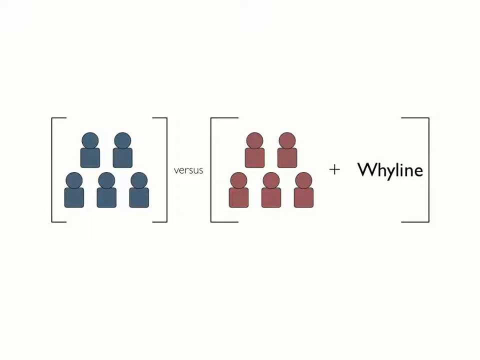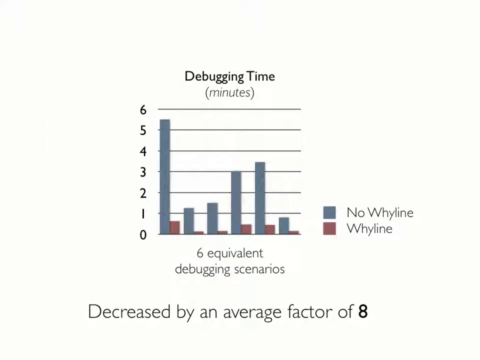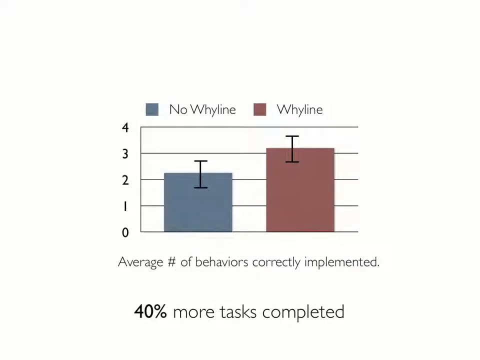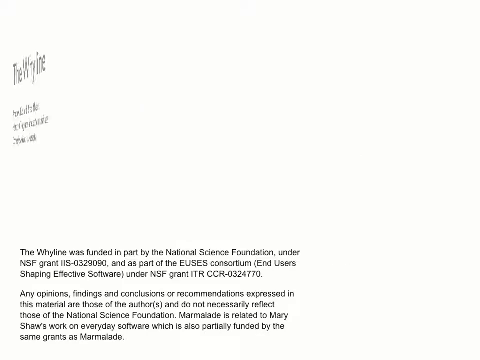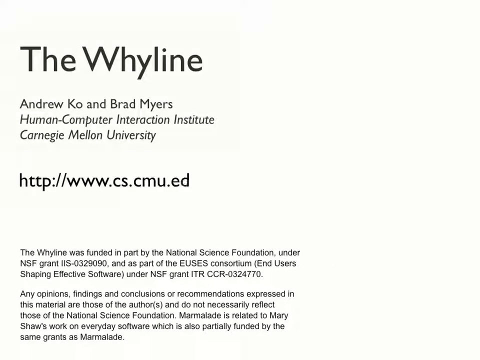In user studies comparing Alice with the Whyline to Alice without the Whyline, the Whyline decreased debugging time by an average factor of 8 and helped programmers complete 40% more tasks than users without the Whyline in the same amount of time. We are currently investigating ways to extend the Whyline to more professional programming languages and environments, and even to desktop applications such as word processors and email clients.